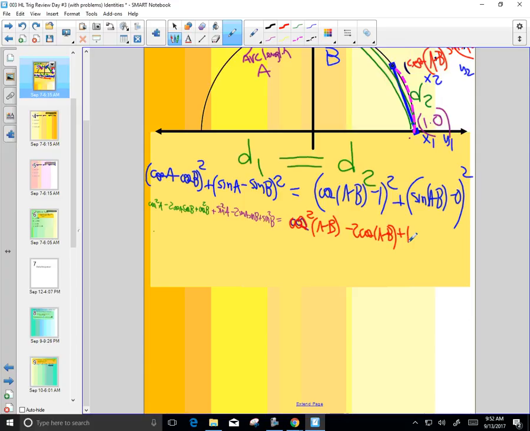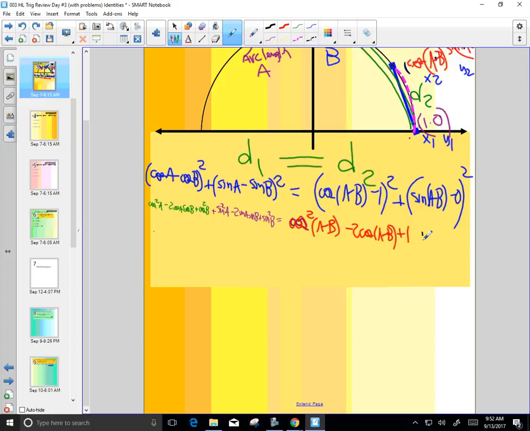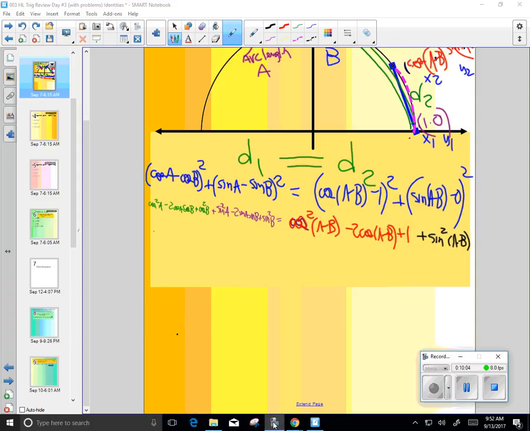What's sine A minus B squared minus 0? Yes, so all you have to do is just go plus sine squared A minus B. Minus 0, it's going to disappear. And there it is. That's the whole thing multiplied out, FOILed out. Looks horrible, looks terrible, but let's see if you can look at that and come up with some way to make it look better.